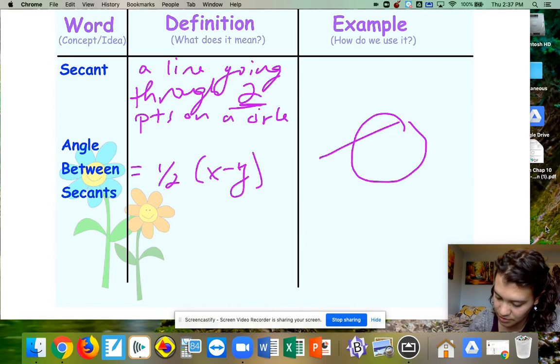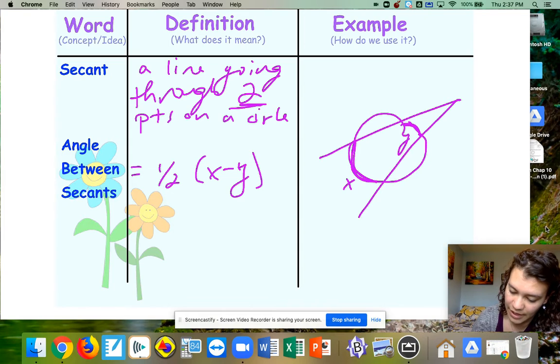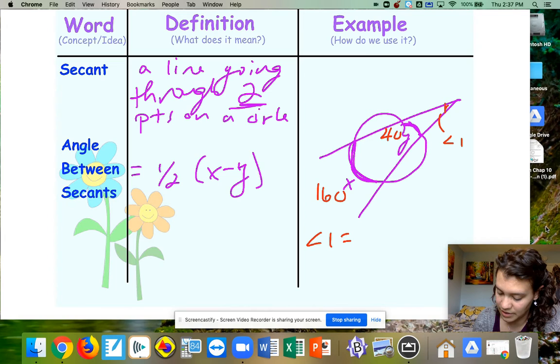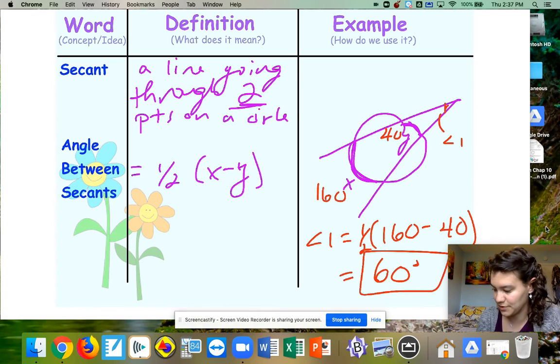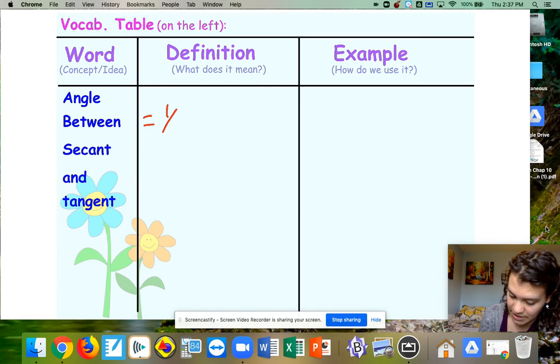So there's one secant, there's another secant. X is going to be this bigger one, y is the smaller one. And if we add numbers, let's say this is 160 and this is 40, and this is our angle 1 we're looking for. Angle 1 is going to be 1/2 of 160 minus 40, which will then give you 60 as your answer. Angle between secants, same formula. X is still the biggest one.